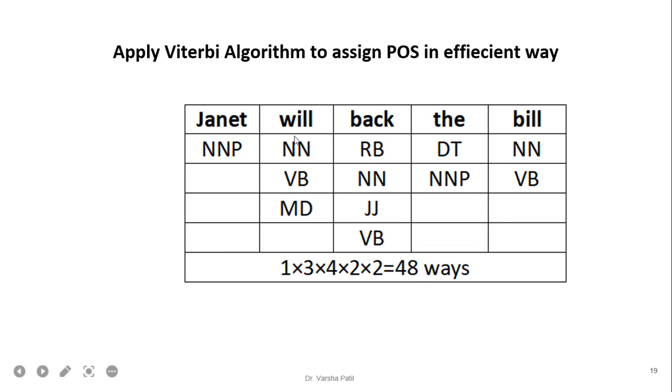For will there are three part of speech tags, that is, ambiguity is there. For back also ambiguity is there, the also has ambiguity, and bill. So the total ways are 48. So the Viterbi algorithm finds a very efficient way, otherwise checking 48 ways is a very costly problem.